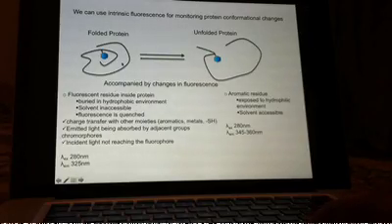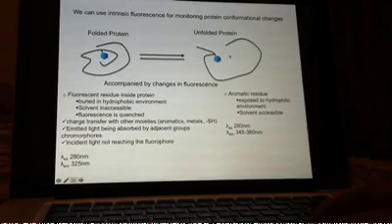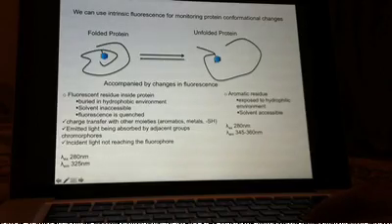Now, if we are able to unfold this protein with denaturation, with heat denaturation or guanidine hydrochloride denaturation, we see that the fluorophore becomes exposed to the environment. And when it becomes exposed to the environment, it becomes solvent accessible. Now, what happens to the fluorescent properties of this moiety is they change. Why do they change?